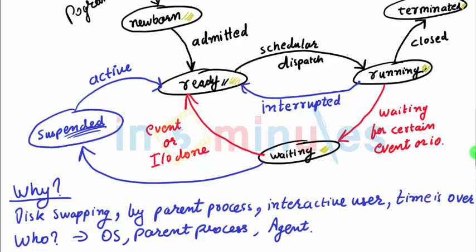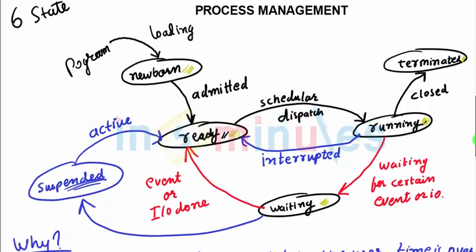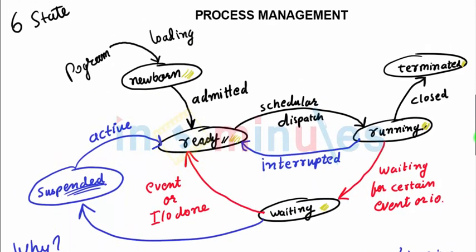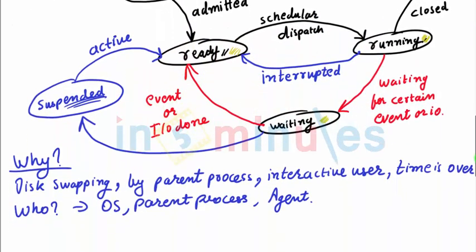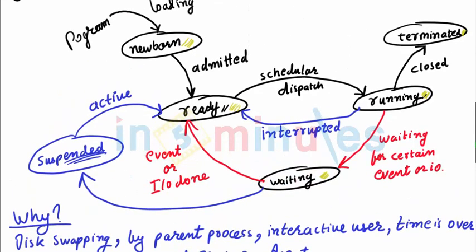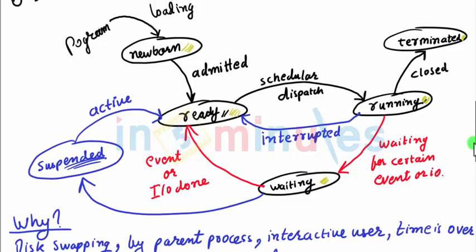So that's it. That's the 6-state diagram to talk about, where the suspended state is a new addition. Suspending can be done by the OS, parent process, and agent, and is generally done for disk swapping, or by the parent for some work, interactively stopped by the user, or simply because the time is over.